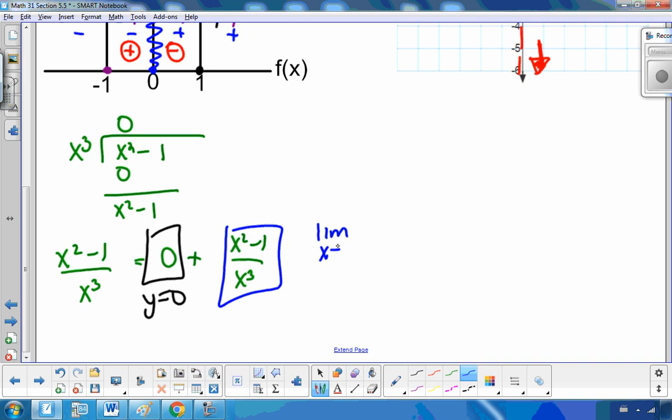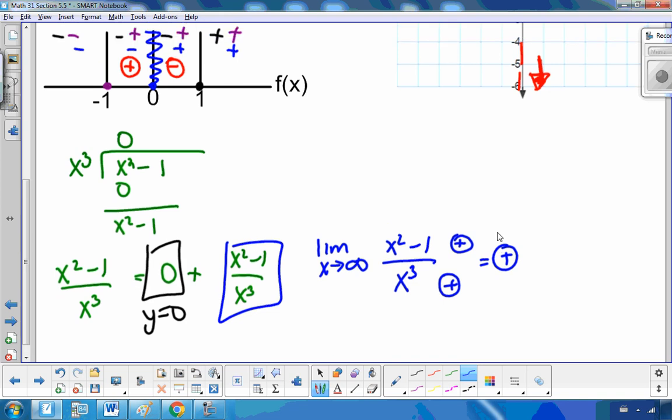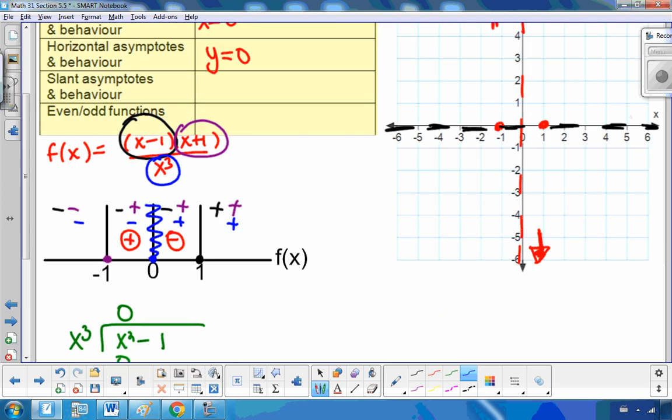So the limit as x approaches positive infinity of x squared minus 1 over x cubed. So big positive squared is still positive, take away 1, still positive. Big number that's positive cubed, still positive, and a positive over a positive is a positive. So that means that the end behavior as I go towards positive infinity will be above my horizontal asymptote.